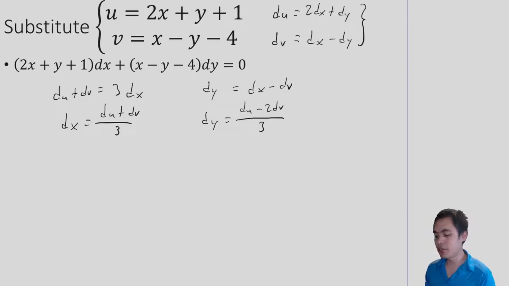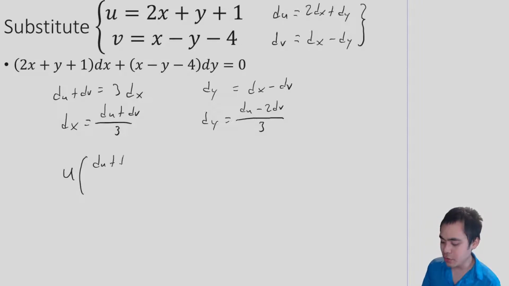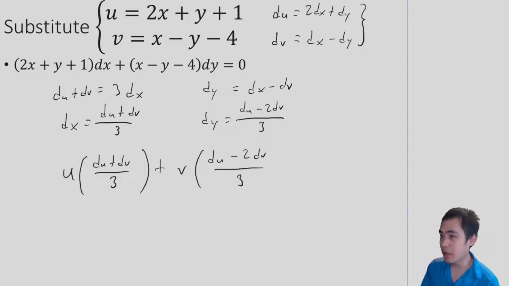Okay, so that's just rewriting our du's and dv's so that we know what dx and dy are. Well, once we've done that, then the substitution becomes relatively easy. The substitution just becomes u times (du plus dv) over 3, since that's what the value of dx was, plus v times (du minus 2dv) divided by 3 is equal to 0.